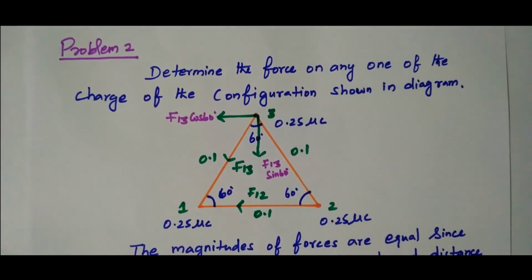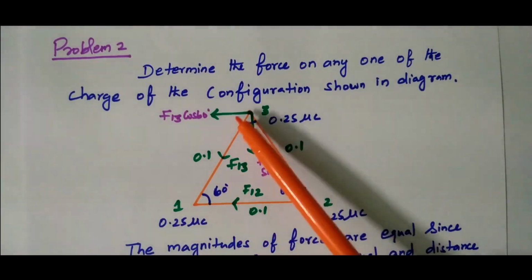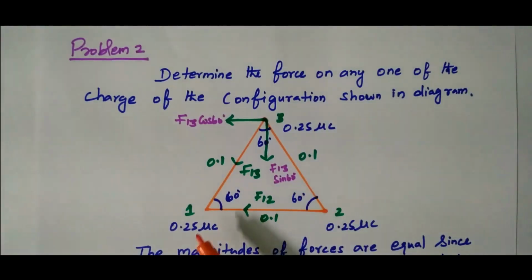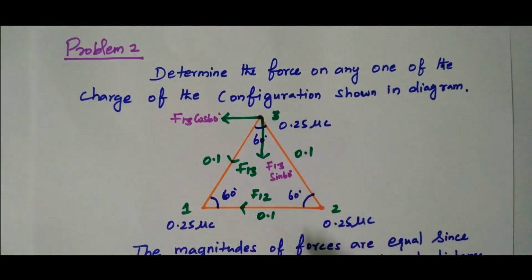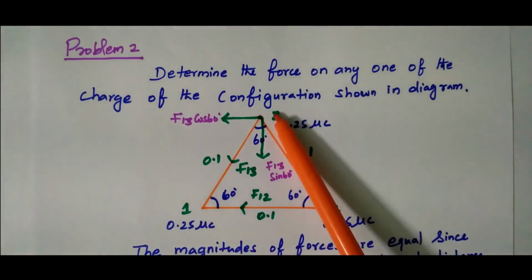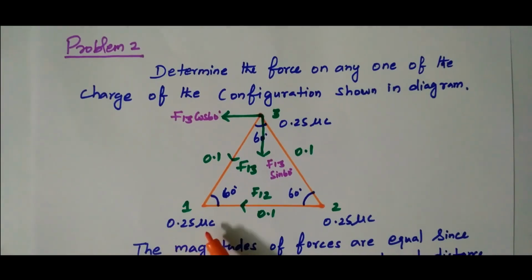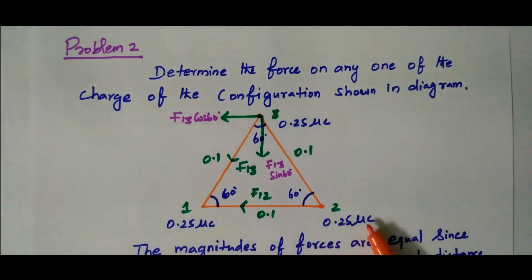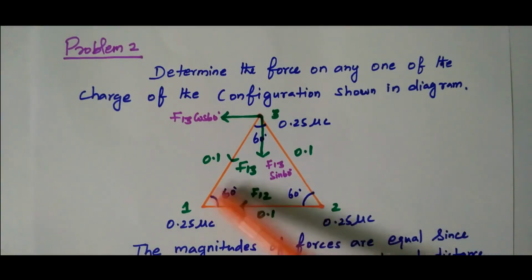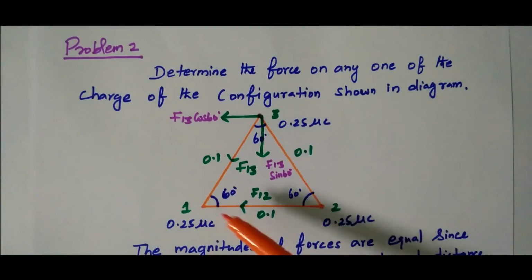Right, we'll go to the second problem. The second problem is, there is a triangle. At each corner of the triangle, charges are placed. This is the first corner, second corner and third corner. In each corner the charges placed are of equal value, 0.25 microcoulomb. Here also 0.25 microcoulomb. The distance also is 0.1. It means it is an equilateral triangle, so that angle will be 60 degree.